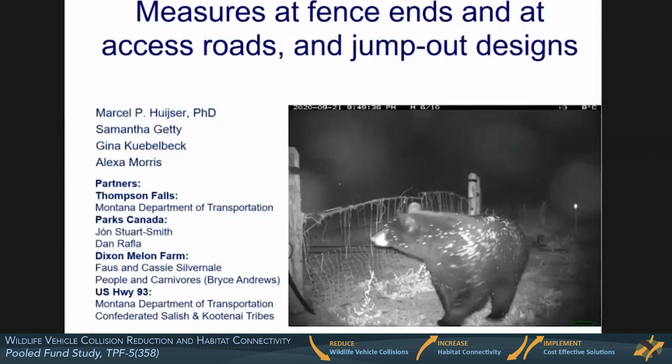This presentation is about measures we can take at fence ends and at gaps in the fence for access roads, and also about jump outs. This is one of the things that we were able to get a head start on, at least on one of our study sites, when we have some actual results to share. It's important, though, that I recognize all the people and organizations involved. It's quite a complicated setup, as is evident from the names on the left-hand side of this slide.